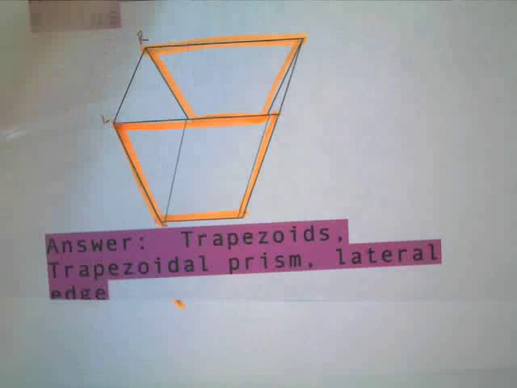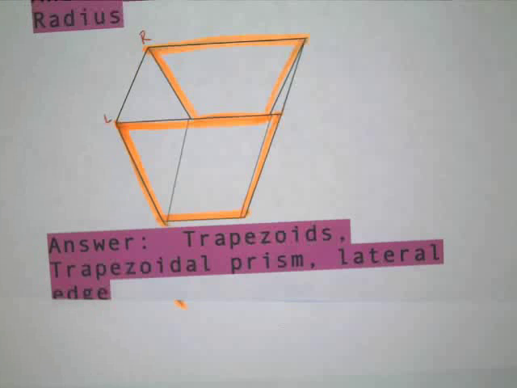Because it's the edge of the prism. And lateral is up and down. Like a ladder. Get it? If it would have been RL here, we could have called it a horizontal edge. Right? Does that make sense? I think. You think? Kinda?